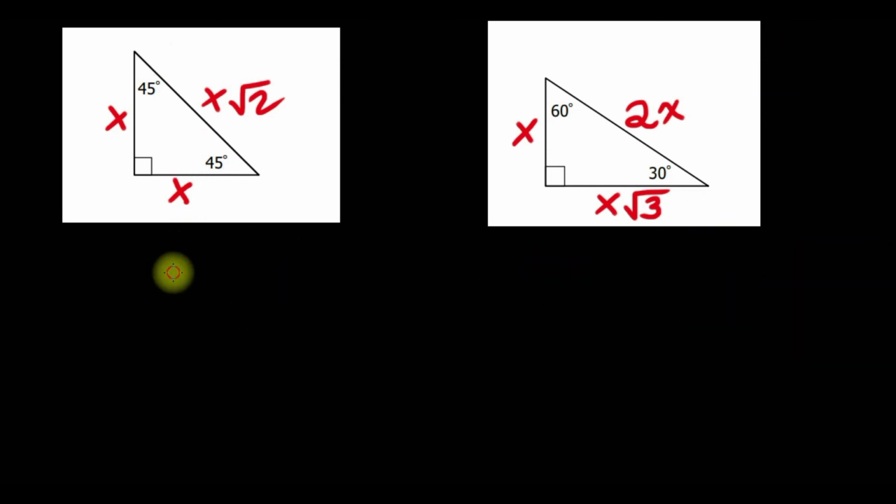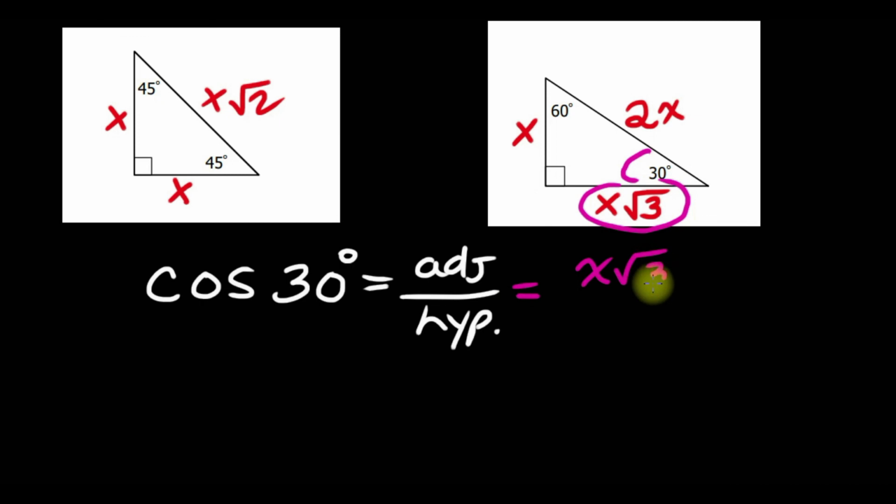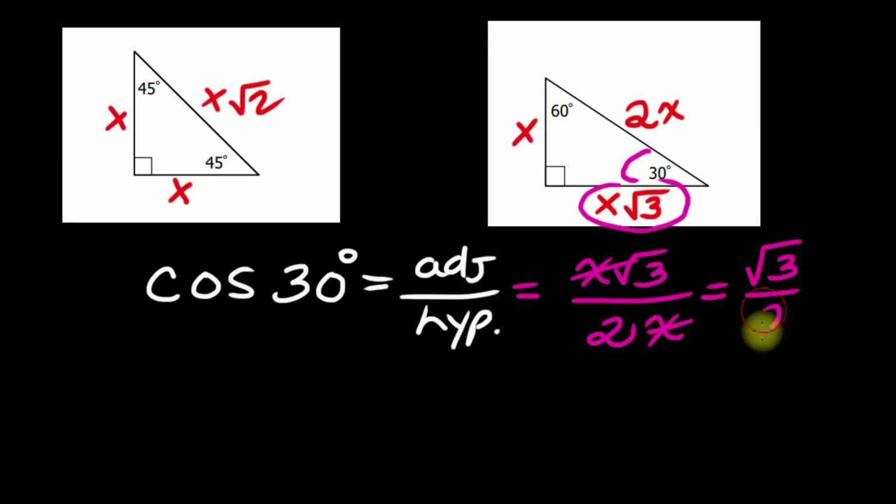Okay, so next we're going to do cosine of 30 degree. Again, cosine is adjacent over hypotenuse. 30 degrees right here. So this would be your adjacent side. And the hypotenuse is 2x. And then you take out the x. So you're left with square root of 3 all over 2. So square root of 3 over 2 is cosine of 30 degree.